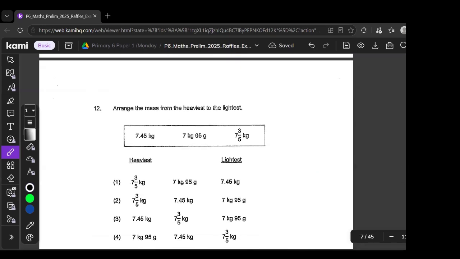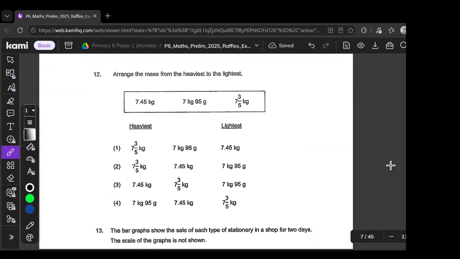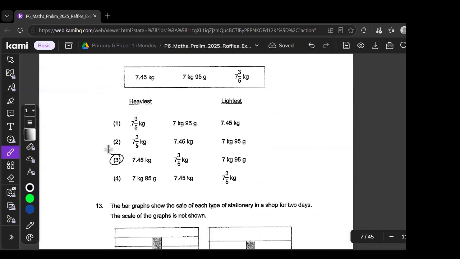Now you can see this kind of question always keeps coming out. So you shouldn't be making any mistake for this kind of question anymore. Okay, so how do you get 3?